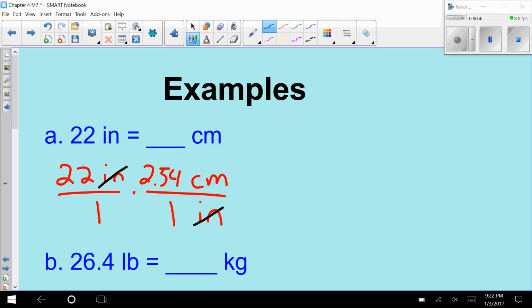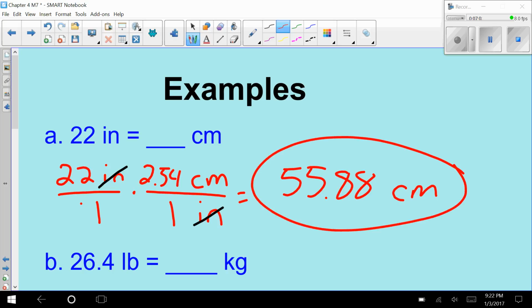Inches cross-cancel off. 22 times 2.54 is 55.88. 1 times 1 is 1, so 55.88 over 1, which is still 55.88. And our final label is centimeters. So there's our answer.